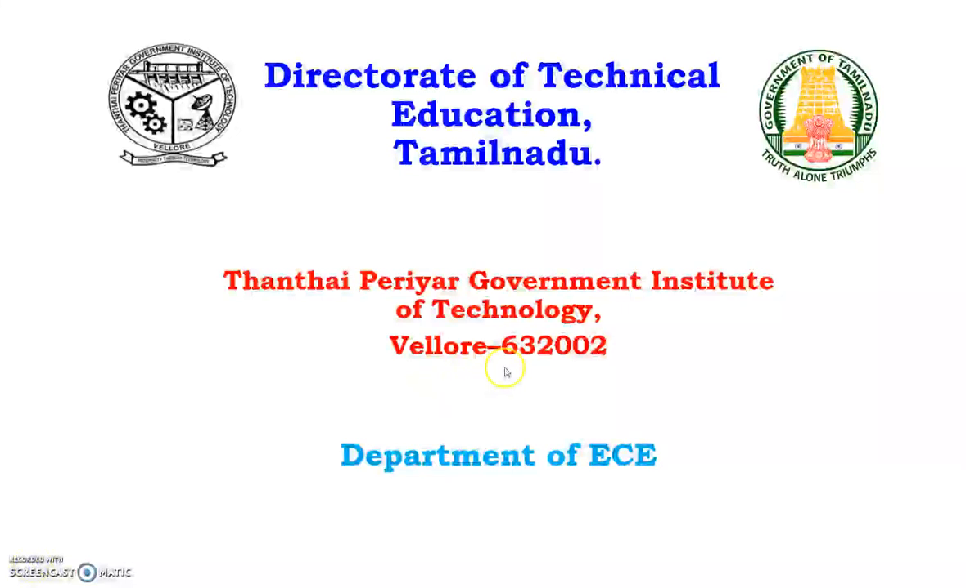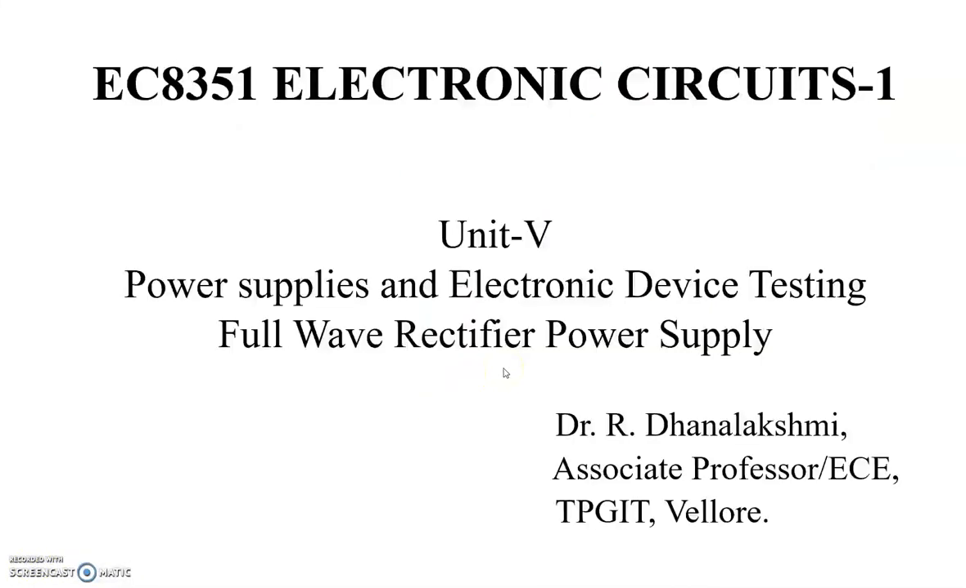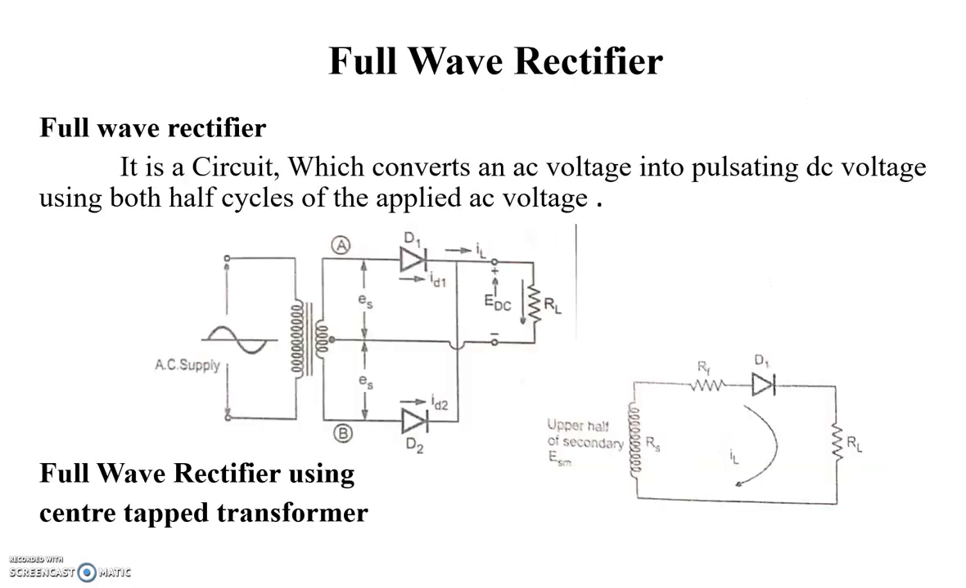Hello everyone. In this video lecture, let us discuss the topic full wave rectifier power supply under Unit 5 of Electronic Circuits 1. So let us discuss what a full wave rectifier is. The full wave rectifier is nothing but a circuit which converts an AC voltage into pulsating DC voltage using both half cycles of the applied AC voltage.